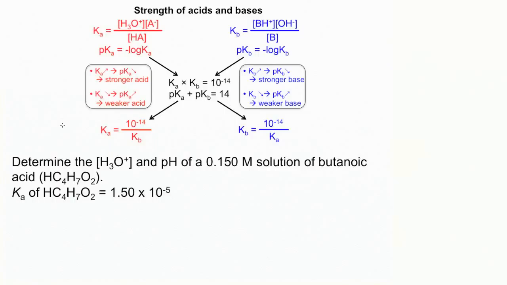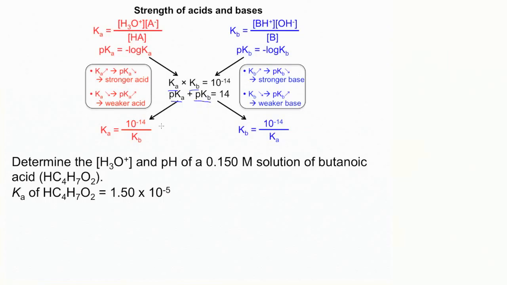Alright guys, in this video we're going to focus on the weak acids. Take a look at this concept map. The red part is weak acids and the blue part is the weak base. In the middle of this concept map, it shows us the connection between the weak acid and weak base. More specifically, it tells us the relationship between the Ka and the Kb and the pKa and the pKb.